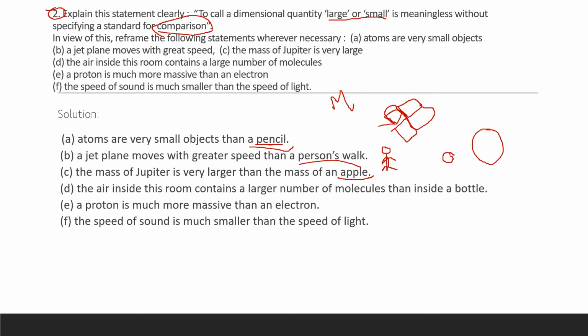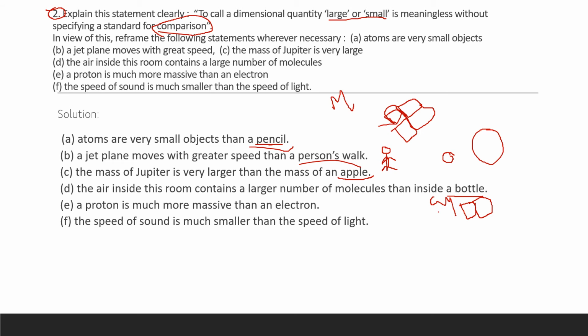Next one, the air inside this room contains a large number of molecules. So, a room contains a large number of molecules than which one? We can take something smaller than the room. You can take it as a bottle. I have given it here as a bottle. You can take it as inside the car, or inside a cupboard. So many examples are there.